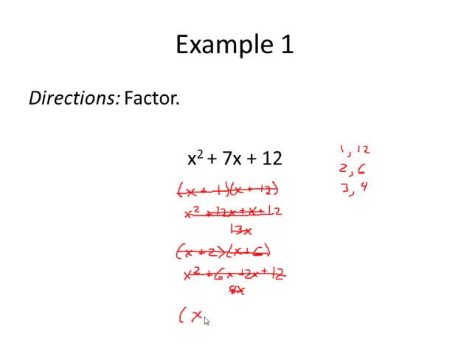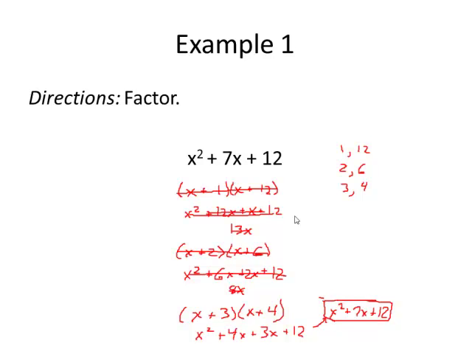So let's try our last possibility. If our last possibility doesn't work out, we would say that this does not factor, and we would write that it's prime, which means that it would not factor. So let's check it using FOIL. x times x is x squared. x times 4 is 4x. 3 times x is 3x. And 3 times 4 is 12. Now when we clean this up, we get x squared plus 7x plus 12, and that is indeed what we started with. So that means that this is our answer.